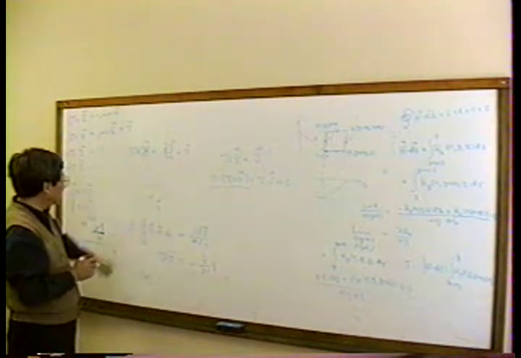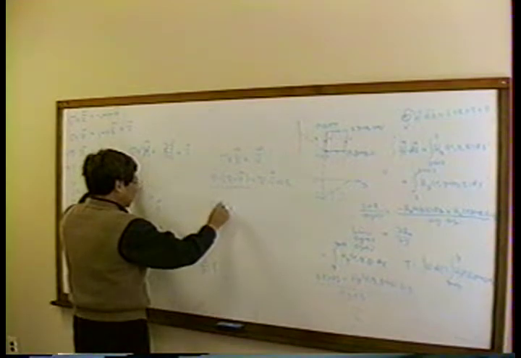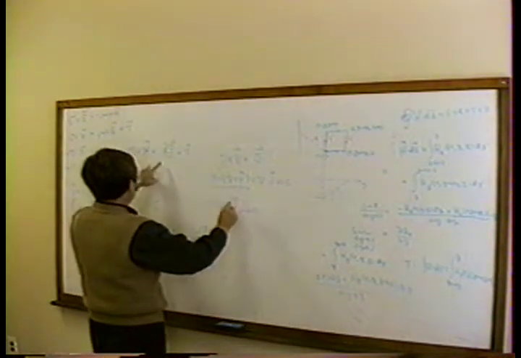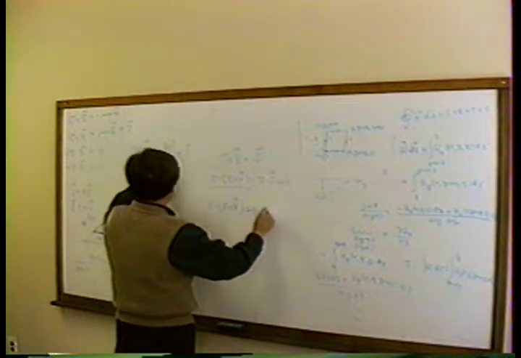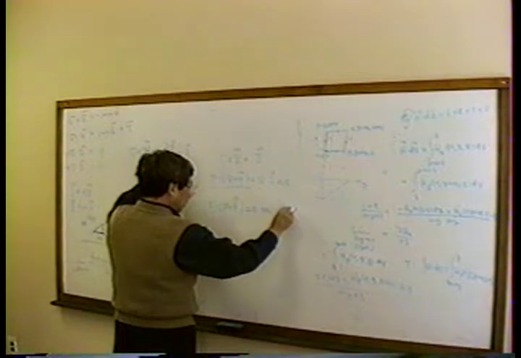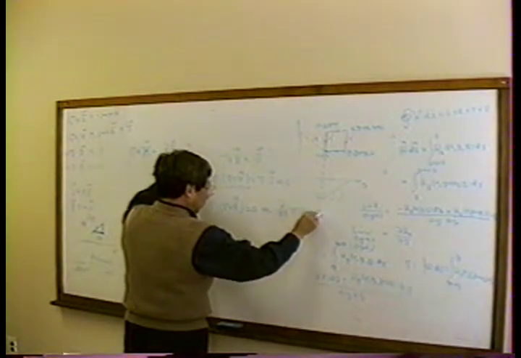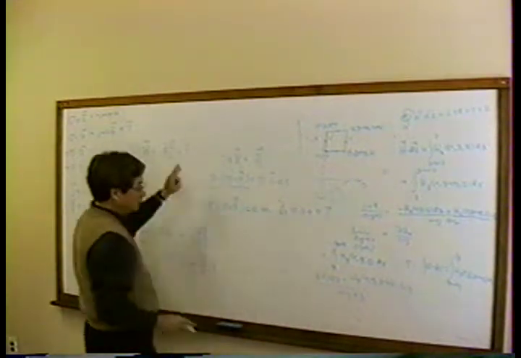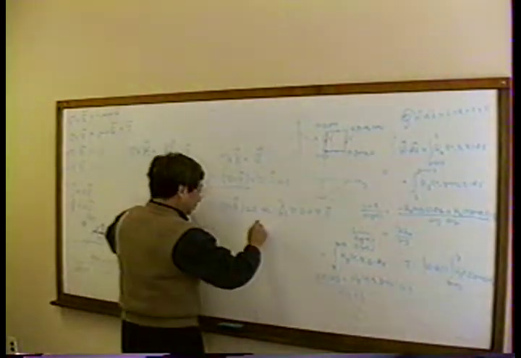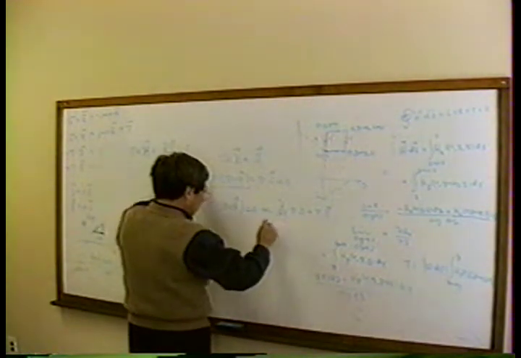If I do this, del dot del cross H is equal to 0, which is equal to d by dt on del dot D plus del dot J. What is del dot D from here? Current density? No, rho. Rho is what?